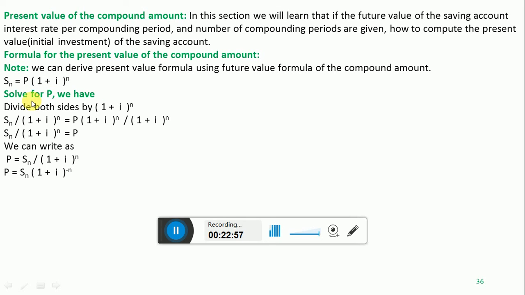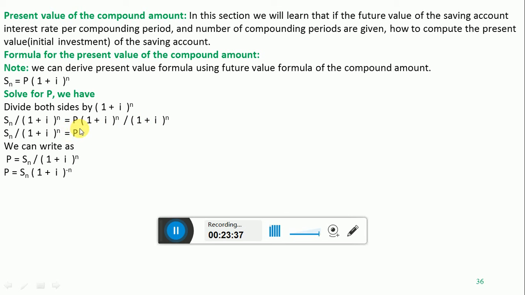Solve for P, we have. To solve for P means keep the P alone on one side and transfer all the other terms to the other side. Divide both sides by (1 plus i) whole raised to the power n. We have Sn divided by (1 plus i)^n is equal to P into (1 plus i)^n divided by (1 plus i)^n. Simply, students, divide the left hand side and right hand side by (1 plus i)^n. We have this (1 plus i)^n cancelled by (1 plus i)^n.